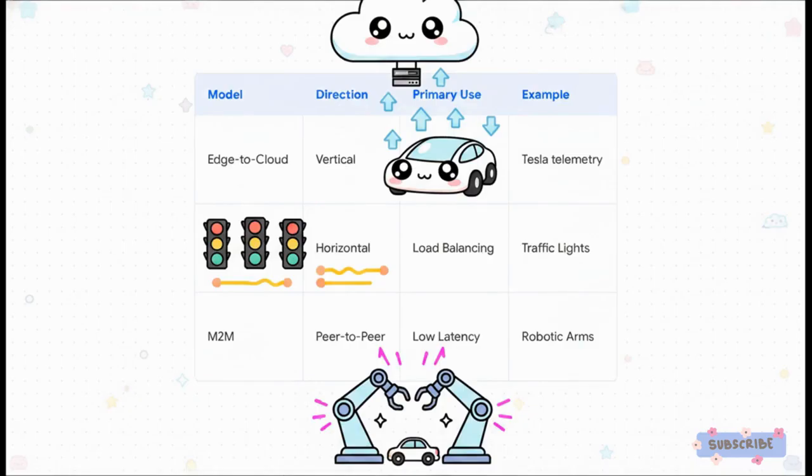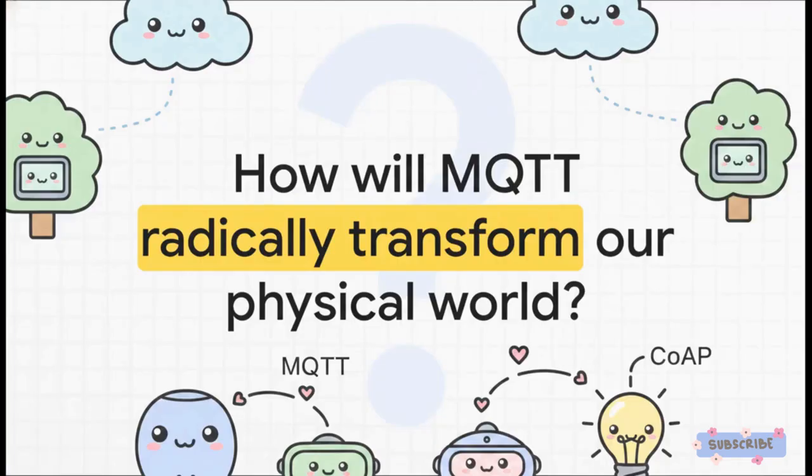If you want big data analysis and massive long-term storage, you're going to want that vertical north-south flow of edge to cloud, just like our Tesla sending its telemetry home. If you need regional load balancing without clogging up the whole internet, you want the horizontal east-west coordination of fog to fog, like those smart traffic lights. And for ultra-low latency, instant physical reactions, you absolutely need the localized peer-to-peer connection of M2M, just like our robotic assembly arms.